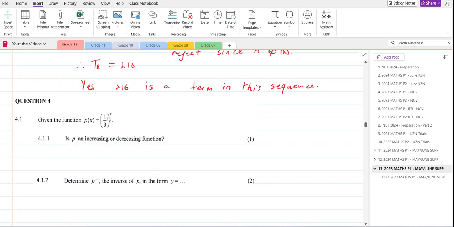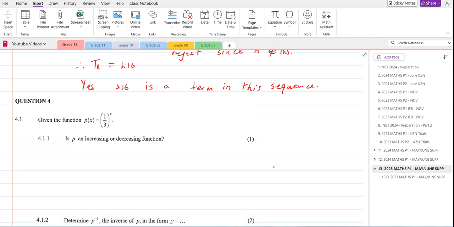Right, so this question is on exponents. I think this is functions and inverses. Yes, this is based on functions and inverses. So let's solve. Is p an increasing or decreasing function? So we need to check whether p is increasing or decreasing. We can clearly see that as the values of x increase, the values of p decrease. Right? As x increases, this here decreases. Example, if x is 0, this is 1/3.